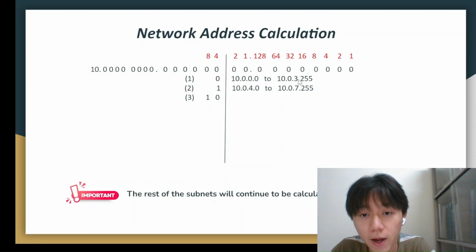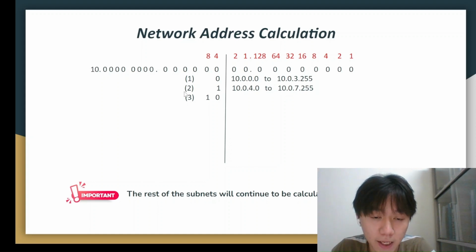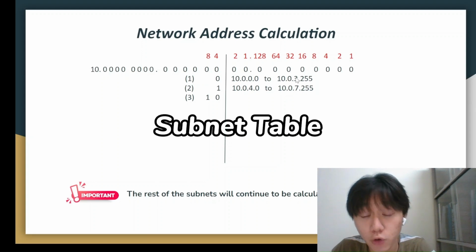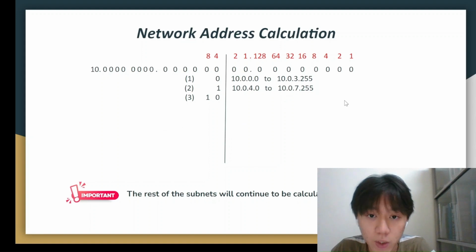When you need to identify until where, you need to know the second subnet. The second subnet here will become 1. So take the value 4 in the third position, 10.0.4.0. Now you know the first network ends at 10.0.3.255. The 255 is the maximum of the IP in one position. The rest also use this way to calculate.